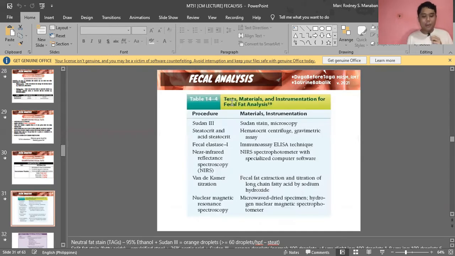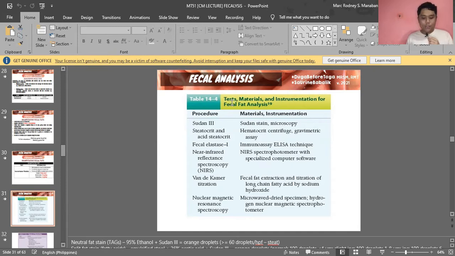Now, so Strassinger, summary of different fecal fat analysis. Again, you have steatocrit and acid steatocrit. So it uses para hematocrit na centrifuge. So imuhang kwaon, imo siya i-separate, and then you perform gravimetric methods to measure. Ayan. Then fecal elastase 1 is using immunoassays.